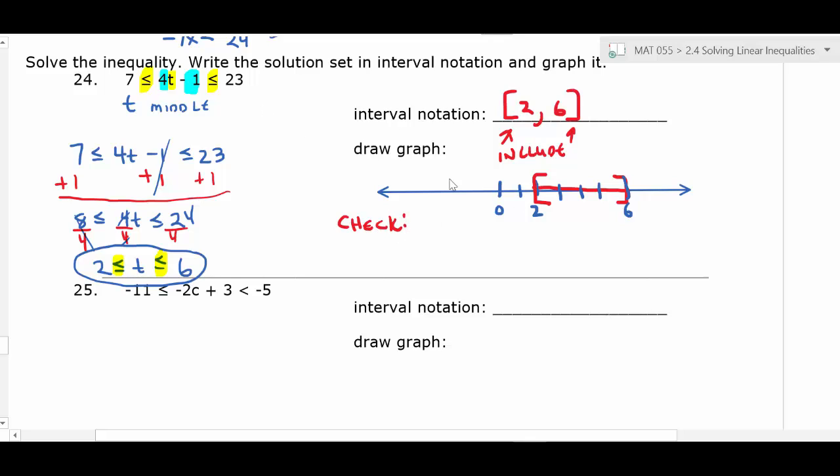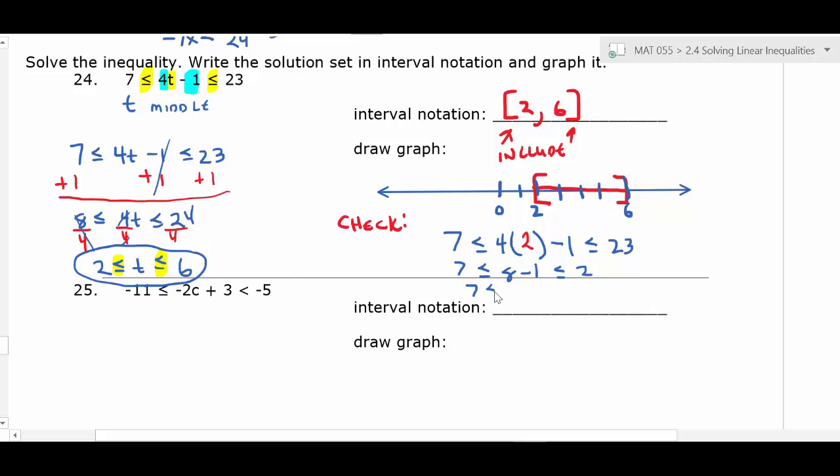Now, one thing that you can kind of see on this, too, to help you understand the problem is just check the endpoint. So if you went back to the original problem, I'm going to write down the original problem. We have 7 is less than or equal to 4 times t minus 1 less than or equal to 23. Now, I'm going to show you what happens on this, and this is kind of important to see. So if you plug in a 2, that endpoint, what are you going to get? You're going to get 7 is less than or equal to 8 minus 1 is less than or equal to 23.